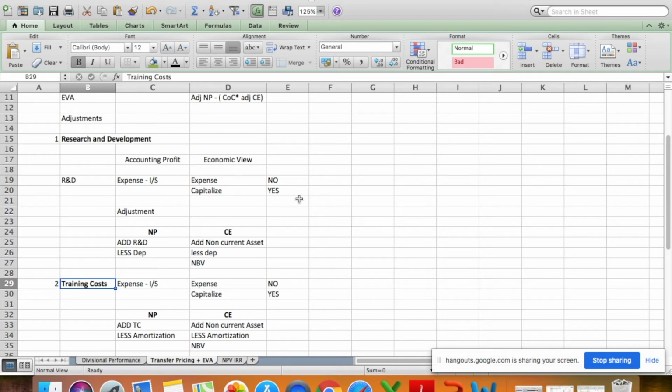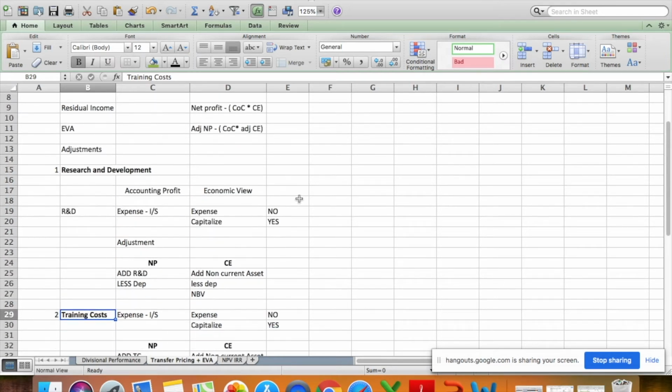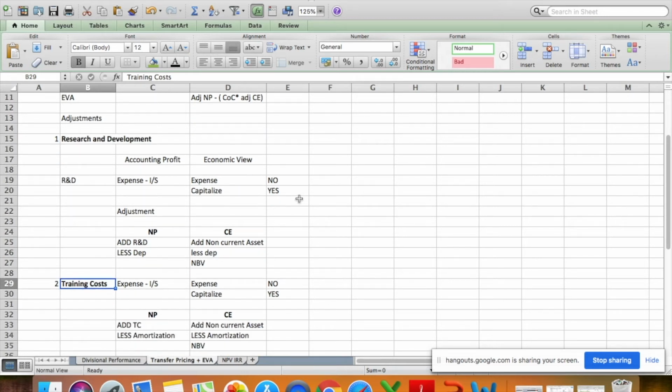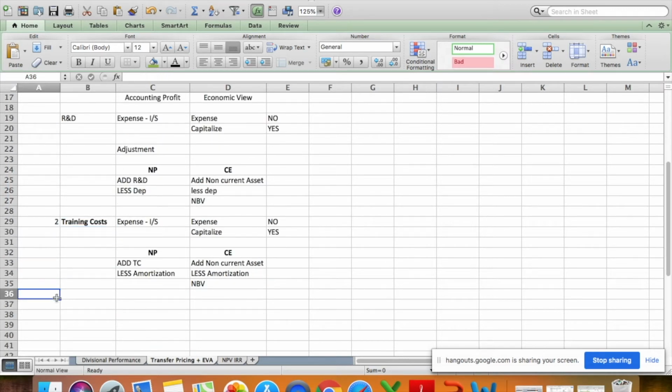If you remember, in divisional performance, we did residual income. The formula for residual income was net profit minus cost of capital times capital employed. I'm not going to go into the detail. EVA is exactly the same concept. The only difference between residual income and EVA is that we're going to adjust the net profit and capital employed based on the economists' views, the views that give you substance over form, that is, the real substance of these two accounting methods over the form.